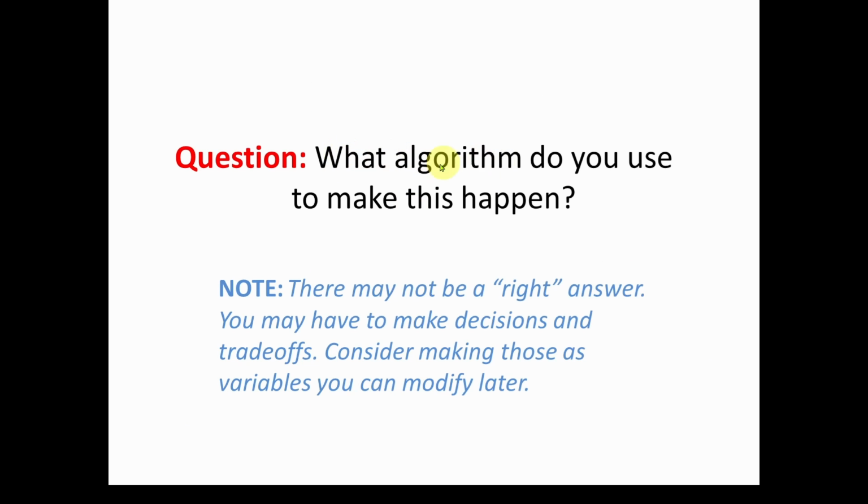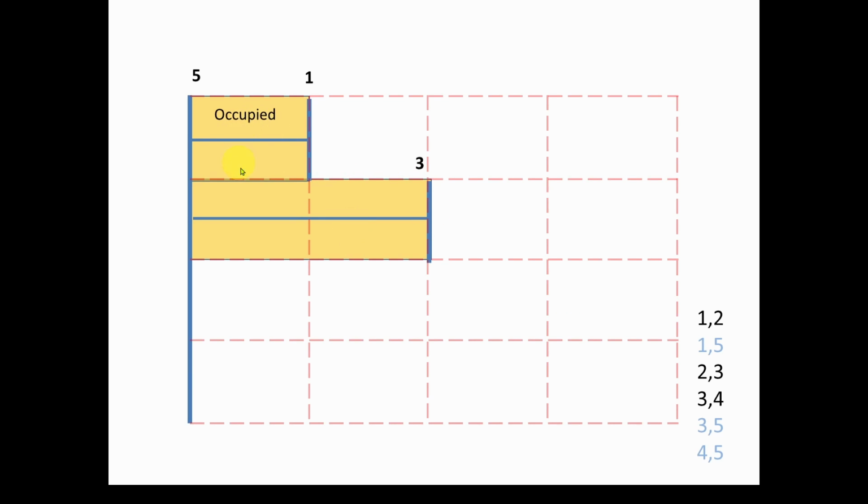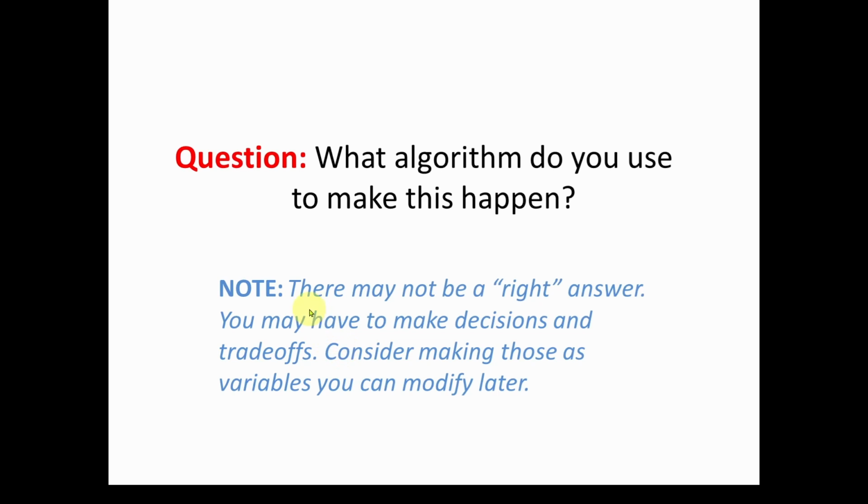So the challenge is, what algorithm are we going to use to make this happen? Now, keep in mind, there may not be a right answer to this. You may have to make decisions and trade-offs, as we're going to see with this particular problem. There are multiple ways that you can place these buses and it will all work. So you're going to have to define your own requirements. If you're going to have trade-offs and decisions, you might also, in the process, consider making those variables that you can modify later.